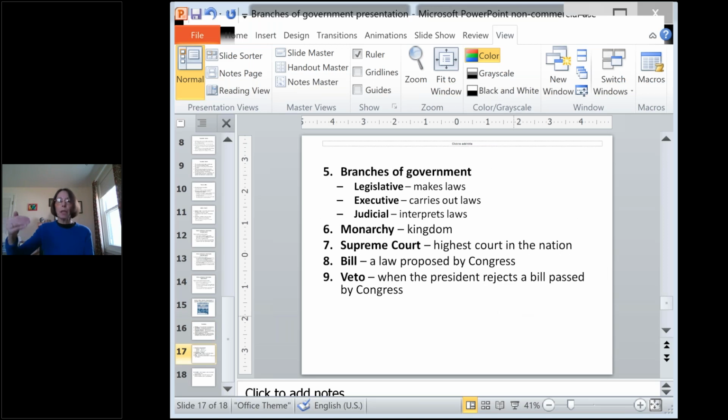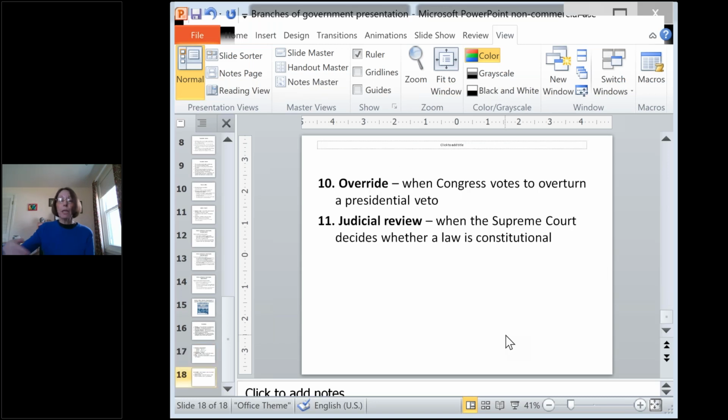Branches of government: legislative, executive, judicial. Monarchy is a kingdom. Supreme Court is the highest court in the nation. A bill is a law proposed by Congress. It doesn't become a law until it's passed by Congress and signed by the president. A veto is when the president rejects a bill passed by Congress. Override is when Congress votes to overturn a presidential veto. And judicial review means when the Supreme Court decides whether a law is constitutional.